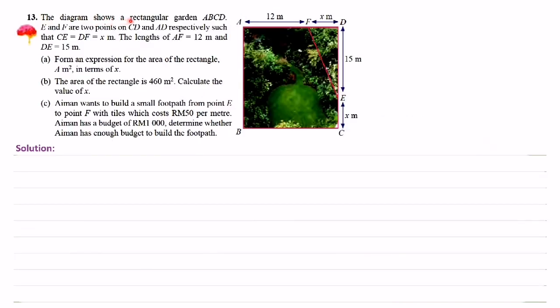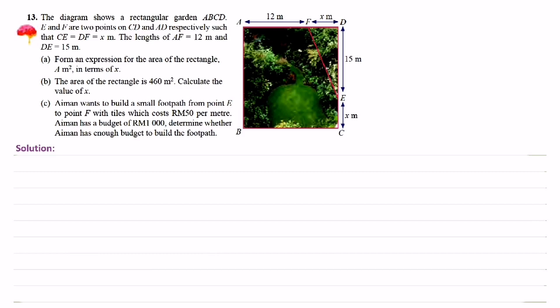The diagram shows a rectangular garden ABCD. E and F are 2 points on CD and AD respectively, such that CE equals DE equals 8 meter. The length of AF equals 12 meter and DE equals 15 meter. A. Form an expression for the area of rectangle A meter square in terms of S.